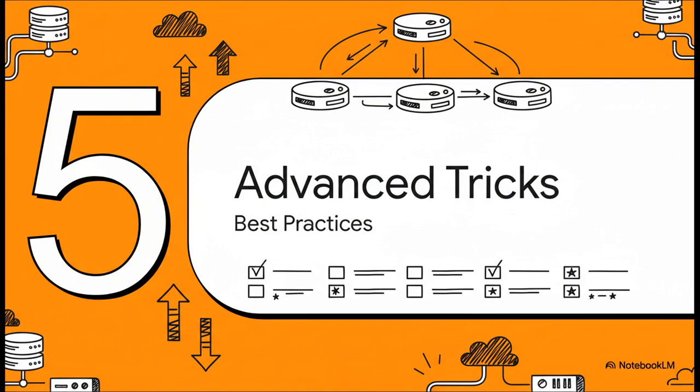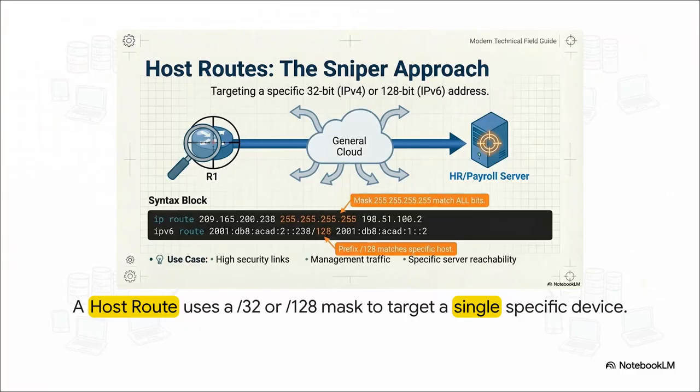So we've covered the fundamentals and some really powerful ways to use them. Now let's wrap up with a few advanced techniques and best practices that'll help you really master static routing. You know, sometimes you don't want to route to an entire network. You want to route to a single specific device. This is what we call a host route. By using a /32 mask in IPv4 or a /128 in IPv6, we're basically taking a sniper approach, creating a path to just one specific IP address.